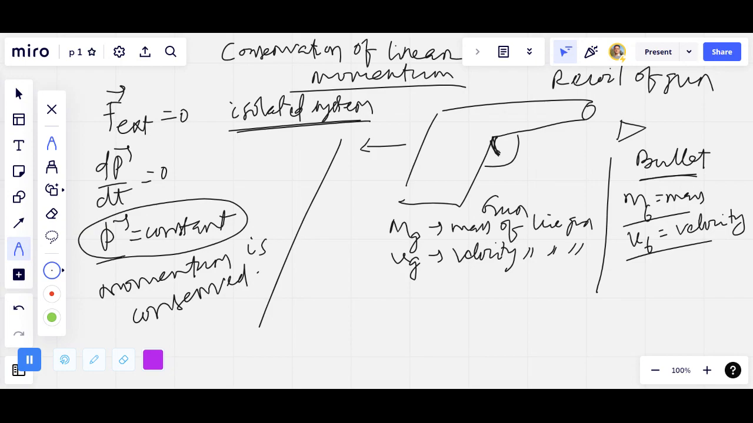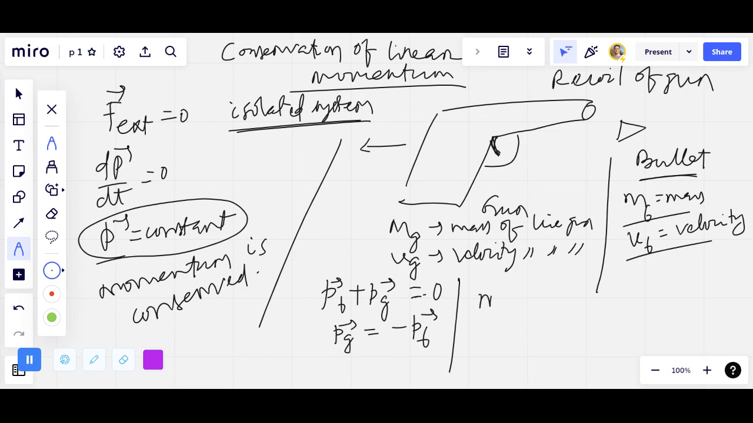So what can we write? The momentum of this system remains conserved. So what momentum are we getting? We are getting momentum of bullet plus momentum of gun equal to 0, because in my previous lecture I mentioned that momentum is a vector quantity. That's why I'm using a vector symbol here. For vector things, you can check my vector lecture series. So now I can write momentum of gun is equal to minus momentum of bullet.